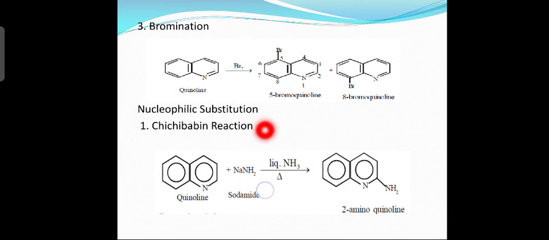Next, nucleophilic substitution. Quinoline undergoes nucleophilic substitution preferably at the 2nd and 4th positions. First one is the Chichibabin reaction. What is the Chichibabin reaction? Heating the reactant with sodamide in the presence of liquid ammonia is known as the Chichibabin reaction. So quinoline is heated with sodamide. What is the formula of sodamide? NaNH2 in the presence of liquid ammonia. The 2 amino product is obtained, that is 2 amino quinoline. So this reaction is known as the Chichibabin reaction.